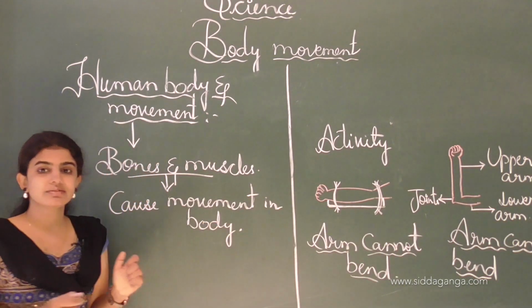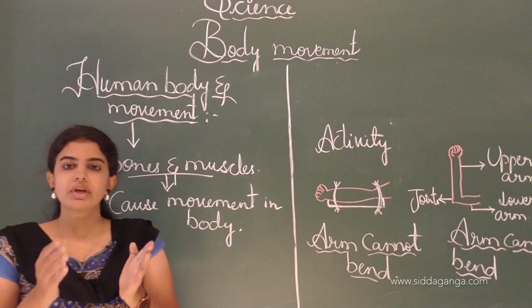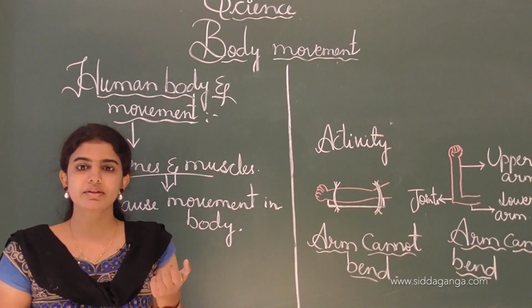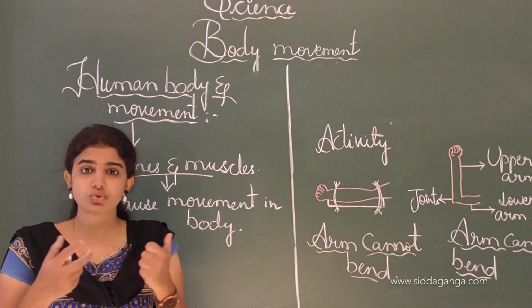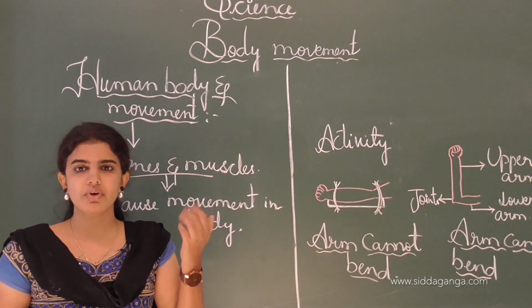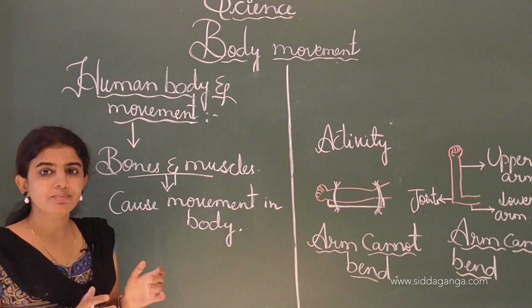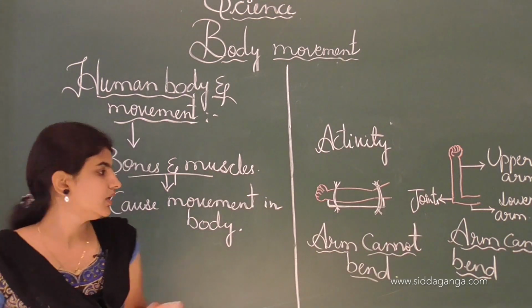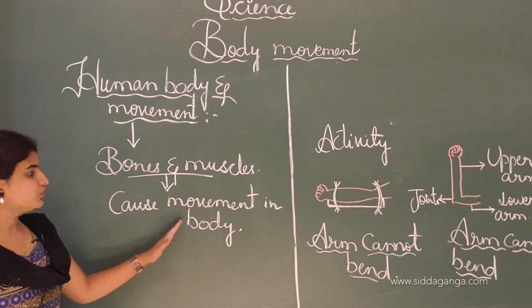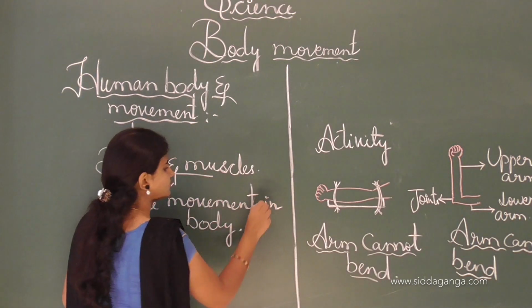For example, consider a hand. If we lift up the hand, then both the muscle as well as the bone work together, so that's why we can easily move our hand. In the body, our skeleton is made up of both bones as well as muscle, which may cause the movement in the body.